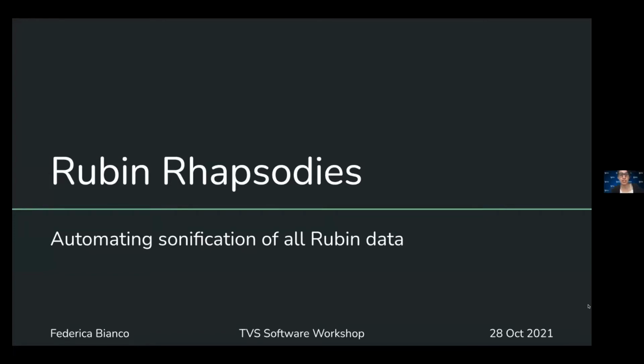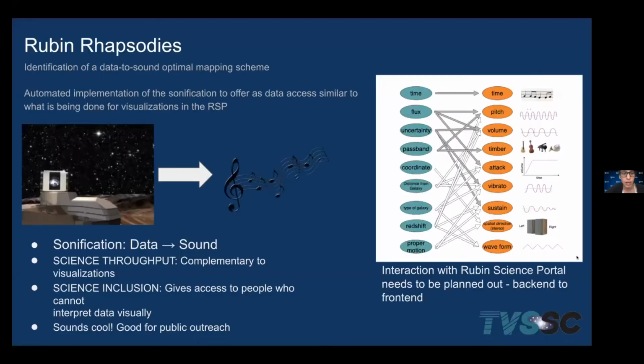So this is just a very preliminary project. It is called Rubin Rhapsodies. It's a software that we want to build to automate the sonification of our Rubin data, particularly starting with light curves. So sonification is just the expression of data through sound, as opposed to the most common way to express data through visualizations. Why would we want to do that?